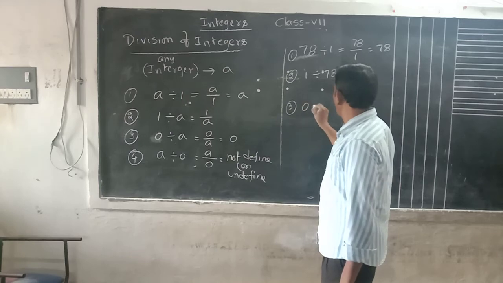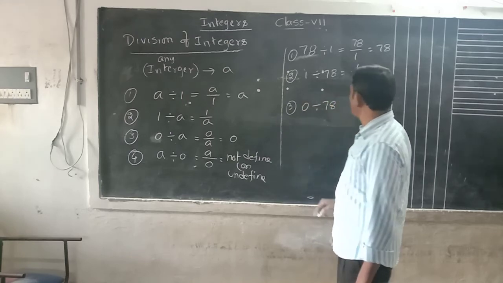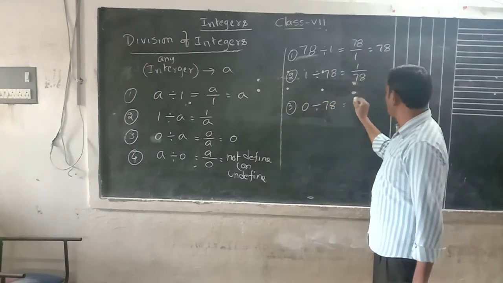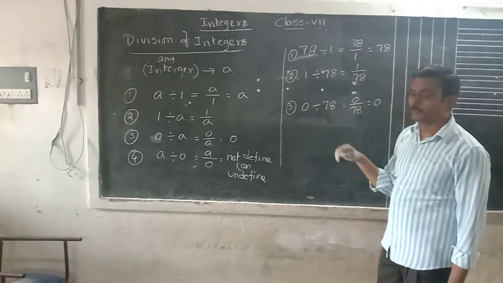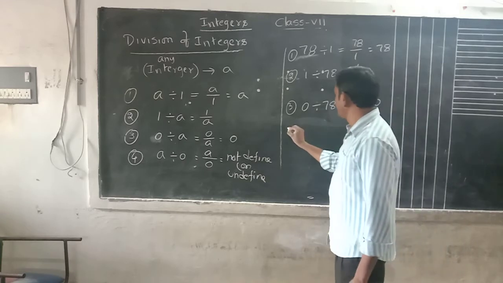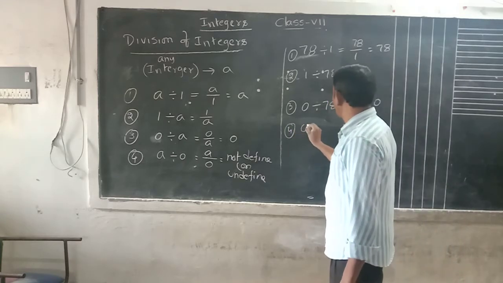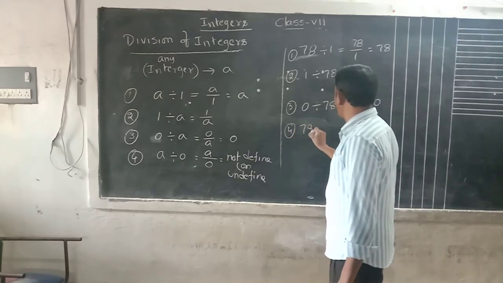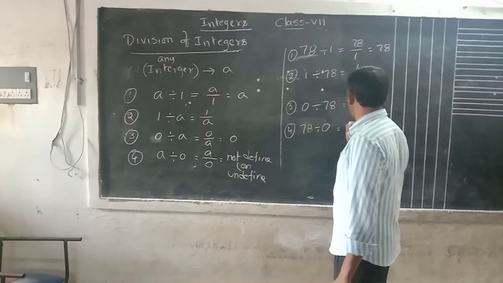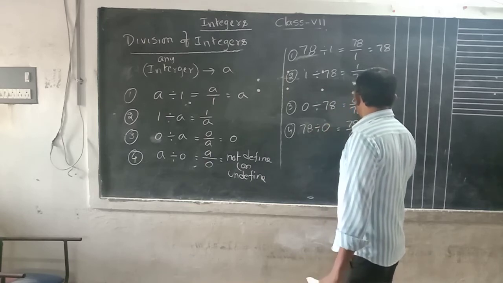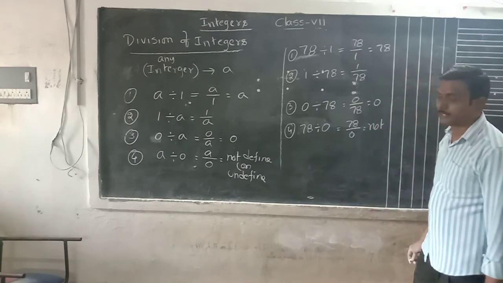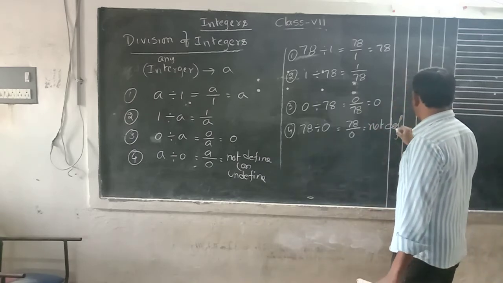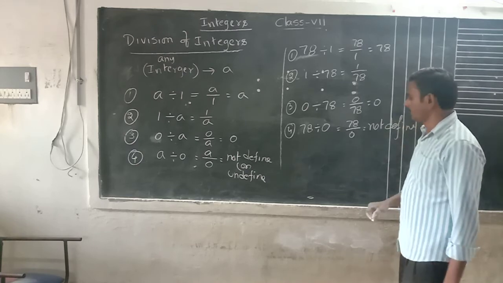Third one, any integer, 0 divided by 78. That is 0 by 78, that is equal to 0. Numerator is 0 means 0. Next, fourth one, 78 divided by 0. That means 78 by 0 is not defined. That means we can't do the calculation. That is the meaning. Not defined.